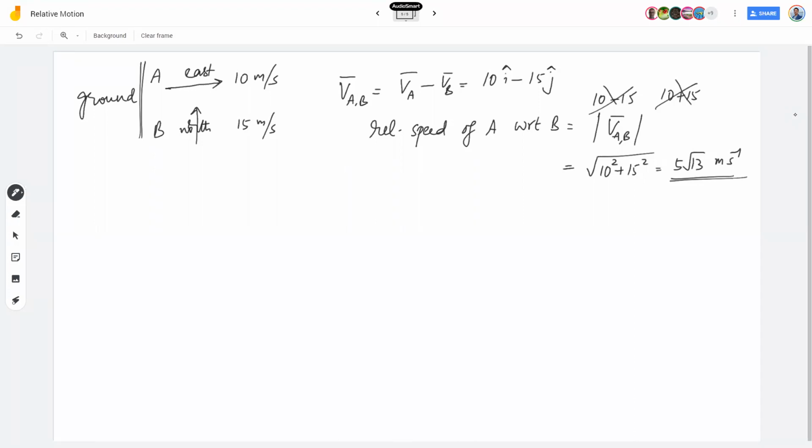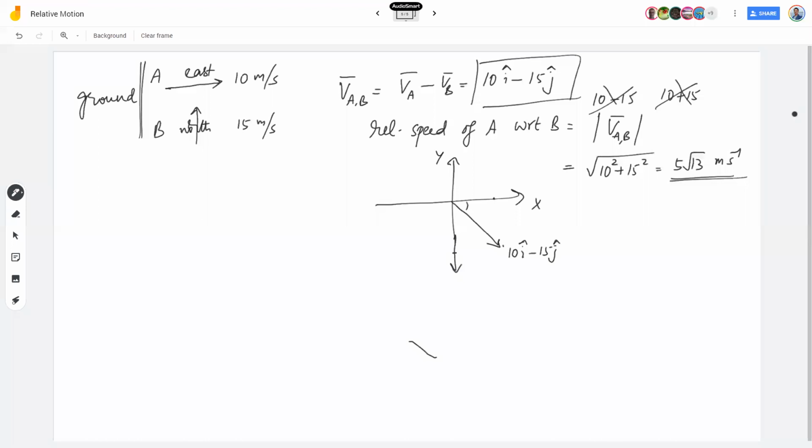Sir, what will be the direction of this relative velocity? Draw this vector. You know that vector, no? Cartesian coordinate system. This is x, this is y. 10 i cap minus 15 j cap. 10 is here. Minus 15 is somewhere here. So this point is probably 10 i cap minus 15 j cap.